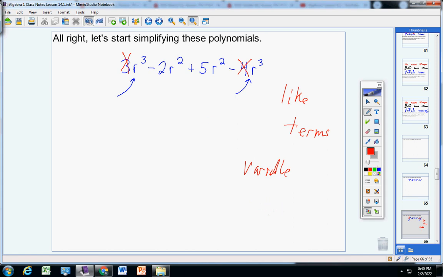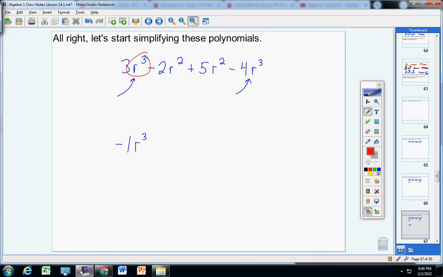Okay, so I am looking for like terms, and we've learned this before, but anyways, I have an r cubed and an r cubed, so let's combine those. You can use calculators now if you need to. A positive 3 and a negative 4 is a negative 1 r cubed. The r cubed does not change, okay? And by the way, if you don't want to put this negative 1 here, you don't have to. That's up to you.